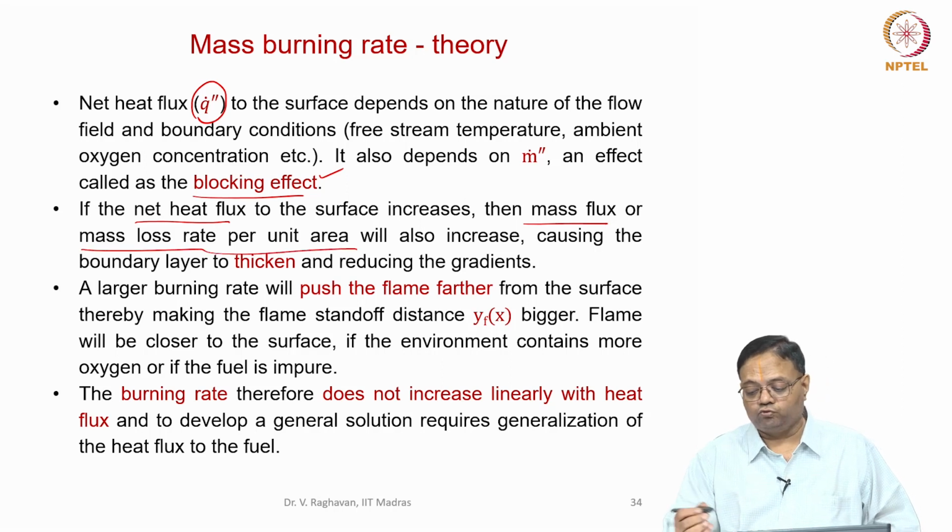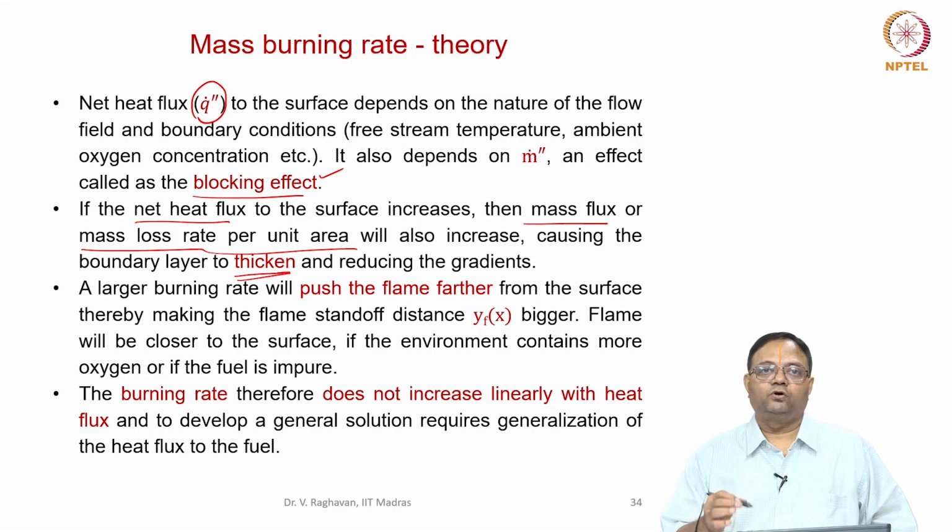If the net heat flux to the surface increases, then the mass flux, or the mass loss rate per unit area, will also increase. Then the boundary layer will thicken. Then the gradient will reduce. So the diffusion transport will reduce basically.